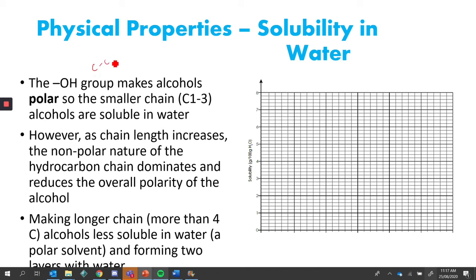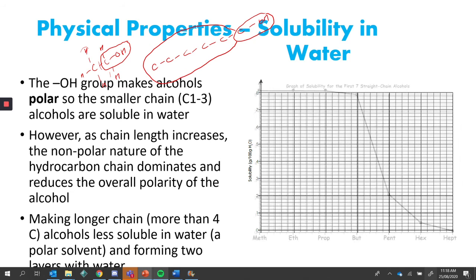So for example, if I've got ethanol, which looks like this, there's just 2 carbons, so this polar part of the molecule is going to outweigh this little non-polar bit, and means that overall this is polar and will dissolve in water, forming just 1 layer. Whereas if I've got hexanol, this polar part with the OH is going to be dominated over by this big non-polar part of the alcohol, which overall makes this alcohol non-polar and not soluble in water.